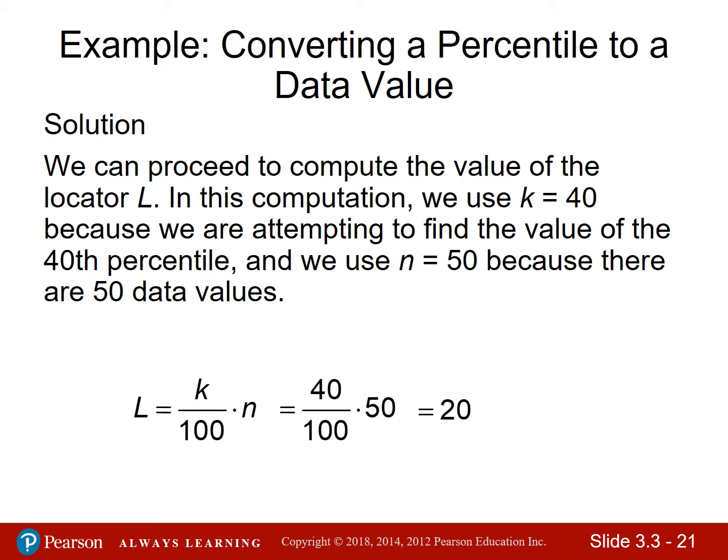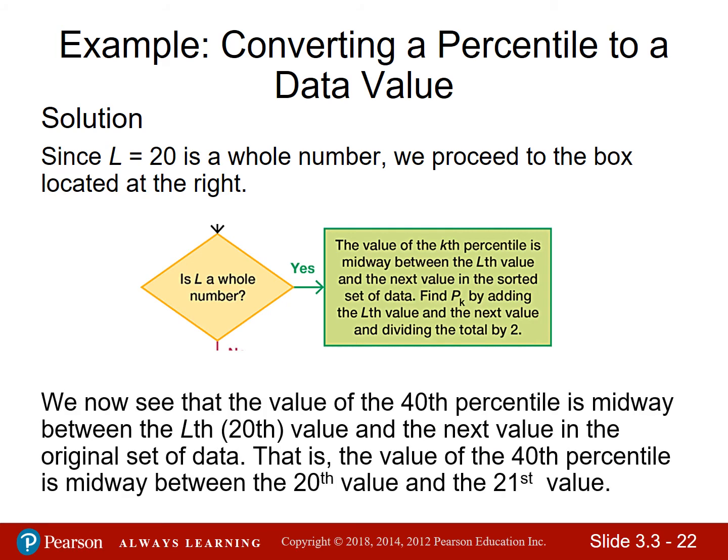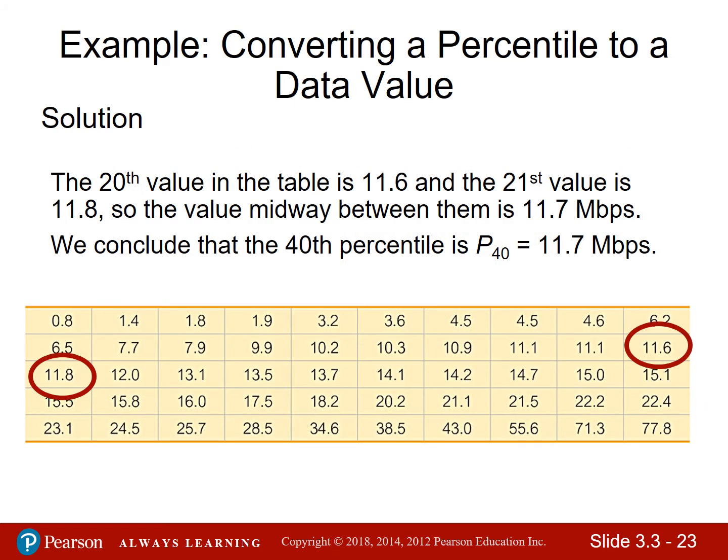What do we do? We cannot just pick the value at L equals 20. What we do is pick the value that occupies the 20th place and the 21st place, add them up and divide. Since L is a whole number, we proceed to the box located at the right. So we add the 20th and 21st numbers. The 20th value in the table is 11.6 and the 21st value is 11.8. So the value midway between them is 11.7, which means P40 equals 11.7 Mbps. P40 means 40% of data values are below 11.7 and 60% of data values are above 11.7 Mbps.